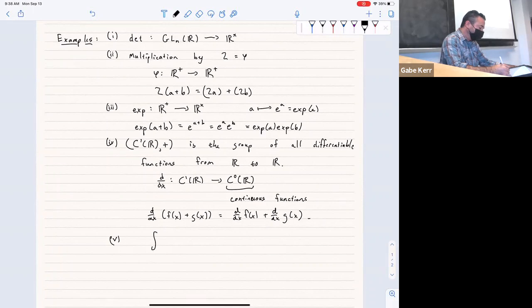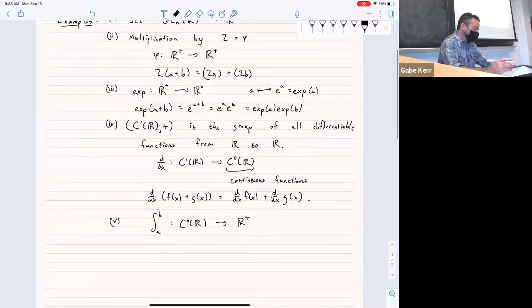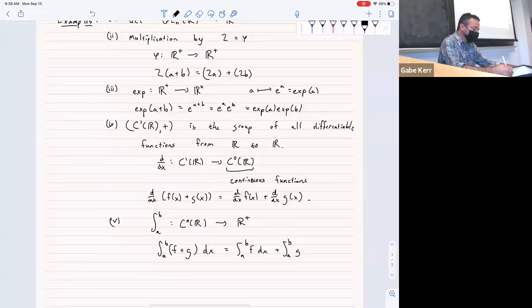I can take continuous functions, take a definite integral, and return a real number under addition. Again, this is a homomorphism precisely because of one of those early properties you learn about: the integral of a sum is the sum of the integrals. This is what it means to be a homomorphism in this context.